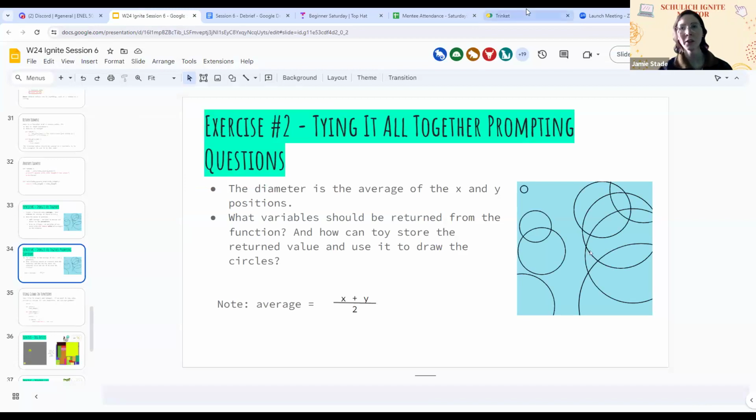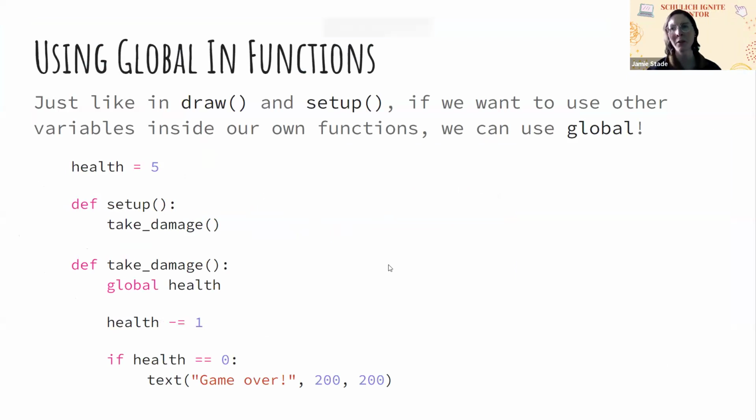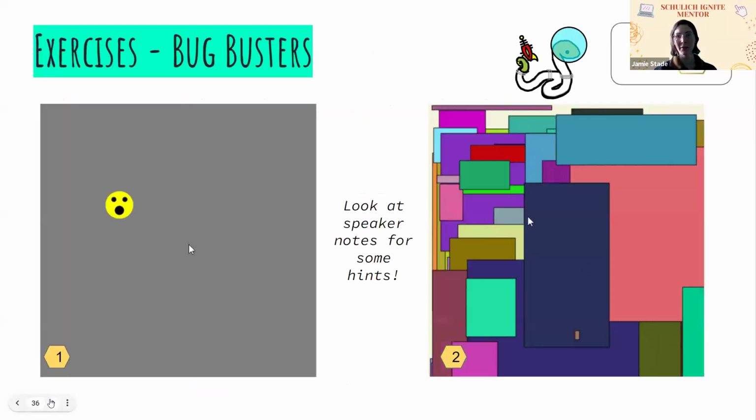Okay, just one more slide here, and then we can wrap up and go to end of session exercises. Just like in draw and setup, if we want to use global variables within our functions, we can use the global keyword. This is pretty straightforward. It works the exact same way it does in our setup and draw functions. If we wanted to use the variable health within that function, we just define global health, and then this health corresponds to this health, and we can use it within this function.